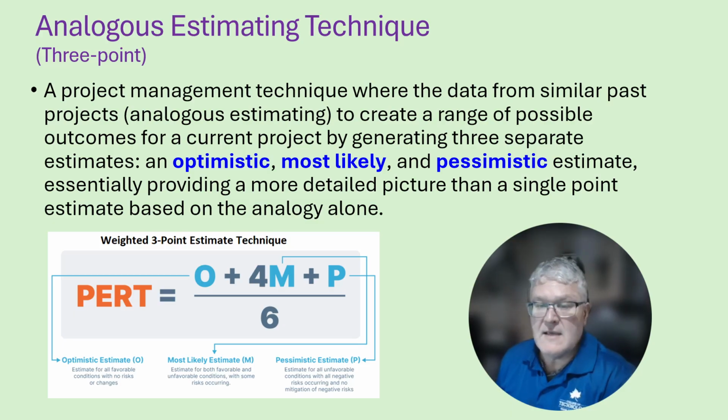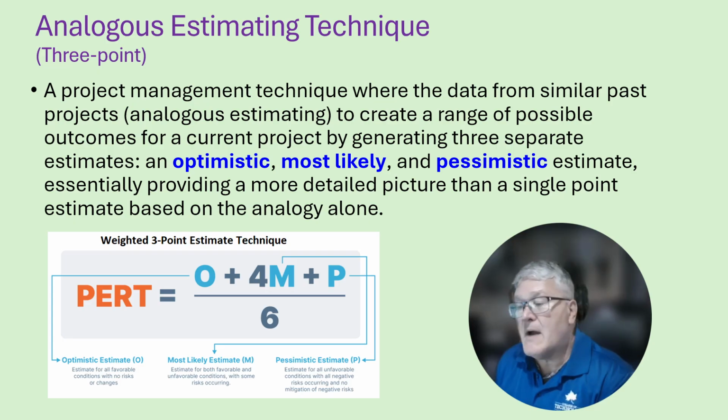Another estimating technique is the analogous estimating technique, and this is the 3-point estimating technique. A project management technique where the data from similar past projects, analogous estimating, is used to create a range of possible outcomes for a current project, generating 3 separate estimates: an optimistic estimate, a most likely estimate, and a pessimistic estimate. It essentially provides a more detailed picture than a single point estimate.